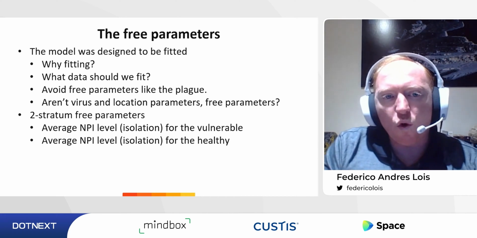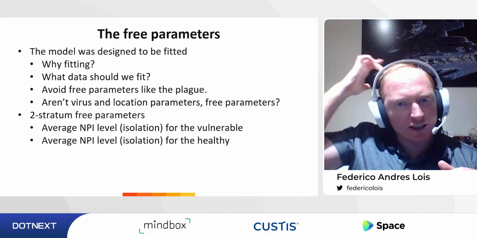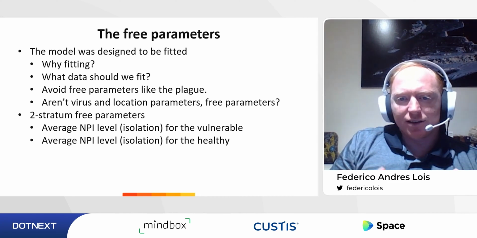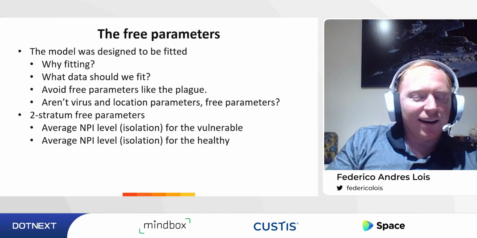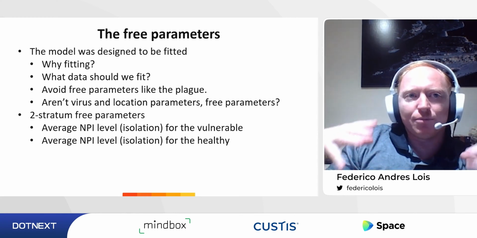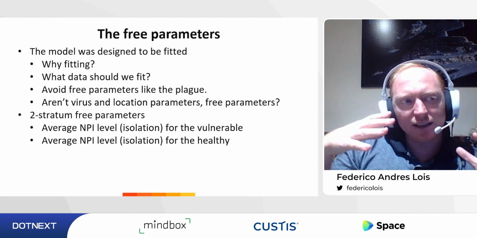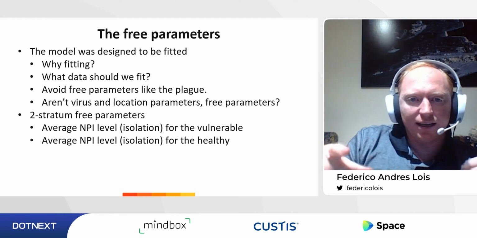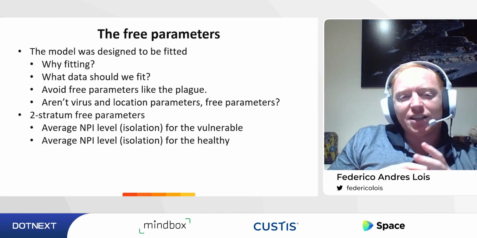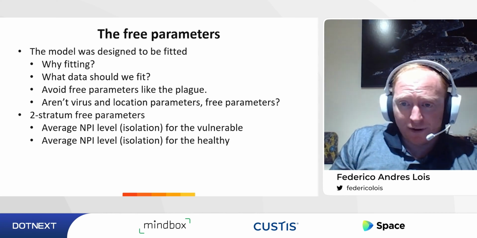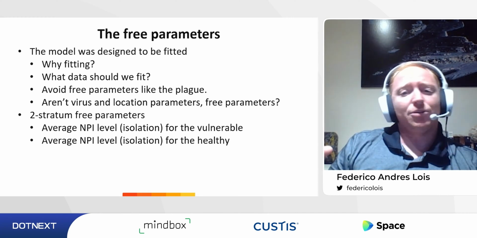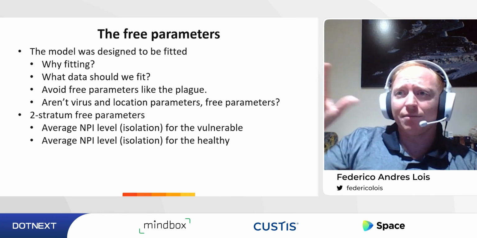So the question is, what data should we fit, or what parameters should we use? The point is avoiding having too many parameters like the plague, no pun intended. The more free parameters you have, the more non-linearity you have at your disposal, so the better you can overfit. Virus and location parameters are not free parameters. They shouldn't be, because there are like 100 of them, and you don't want those as free parameters because essentially you could model whatever.